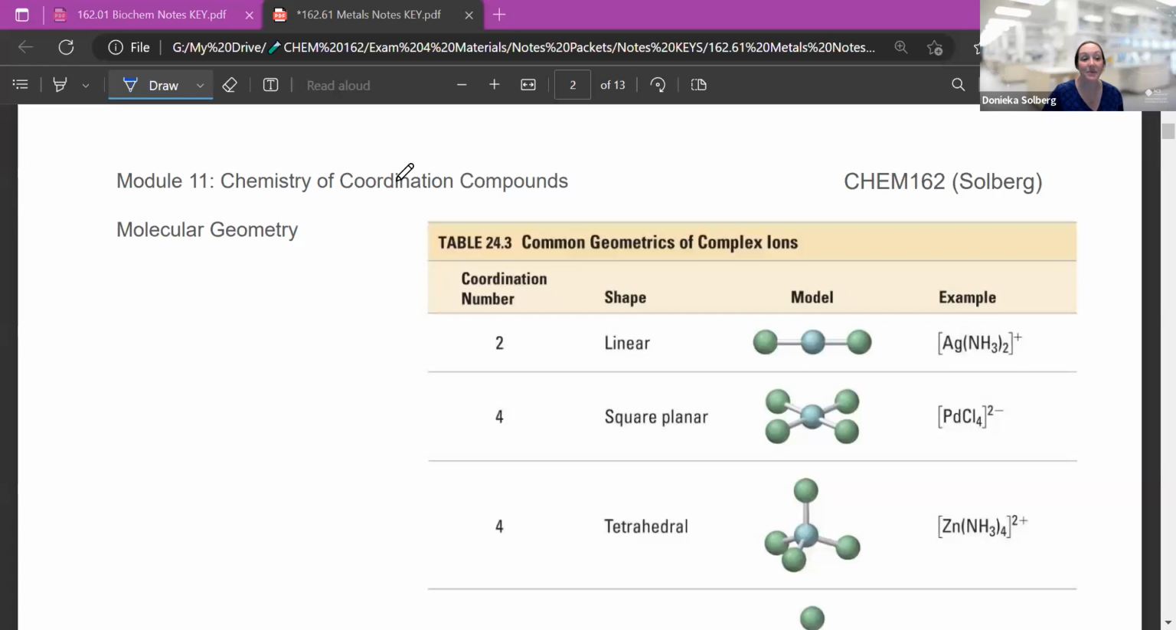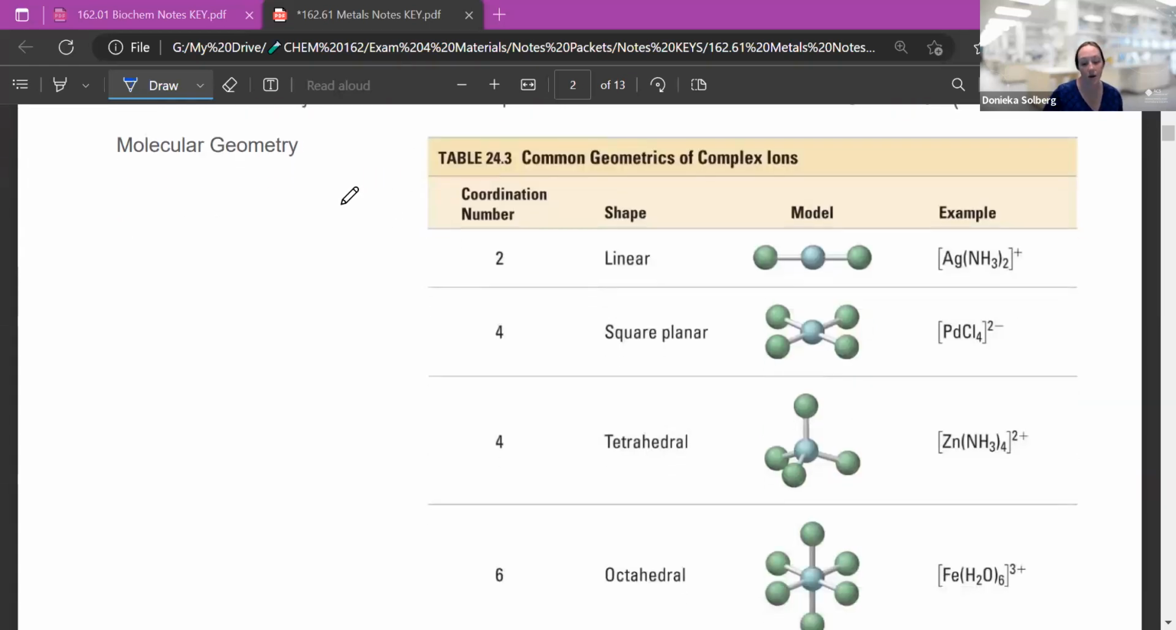All right, I'm going to bring back a little bit of VSEPR theory here now, and we're going to look at the shapes of these molecules. If they can have 2, 4, or 6 things bonded to them, that's where they're sharing, they have that many ligands attached to them. If it's 2, they're just going to be linear. If it's 4, there's going to be 2 options.